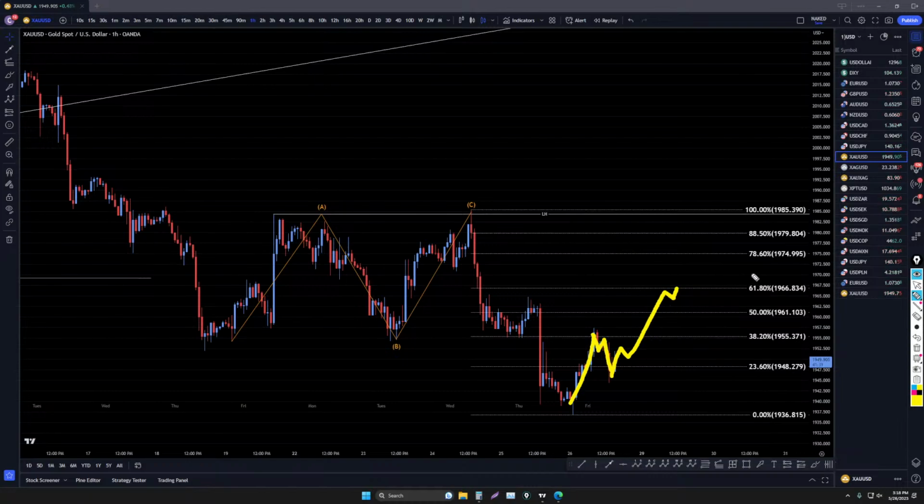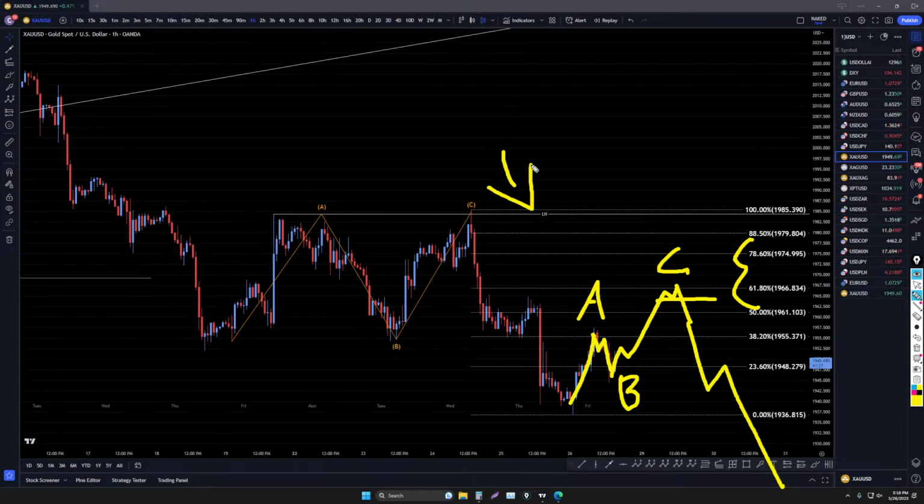Maybe it'll be a correction. If it is, then we'll recognize that with an impulsive move down at a fib level. If it does do that, then I would definitely be ready to go short again, no doubt about it. But if it does go up and break this structure right here, then I would say that that is maybe the end of a wave C on the daily time frame.